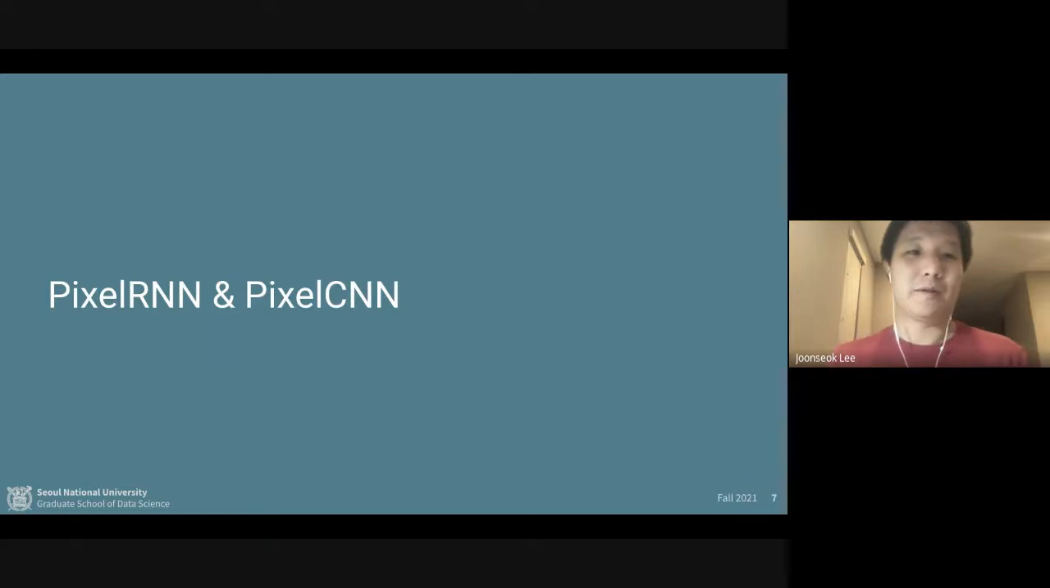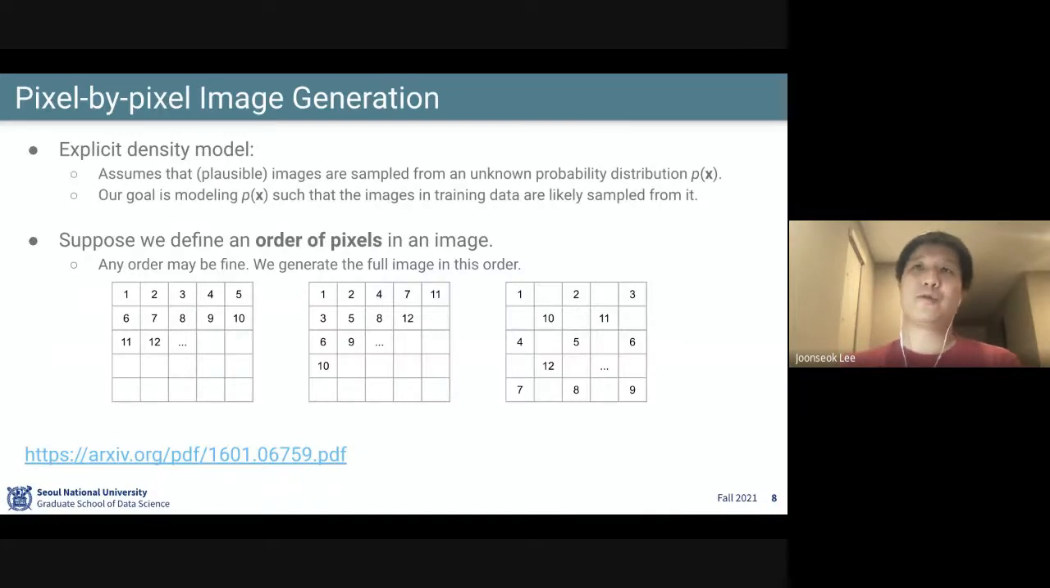Okay, let's talk about the first method, which is pixel RNN and pixel CNN. So we are going to generate an image. So far, we were given an image, and our task was figuring out what it is. Now, we would like to generate some image which looks plausible to humans. So it's a completely different task. So how does the machine know whether this image is plausible, or image-like to humans?